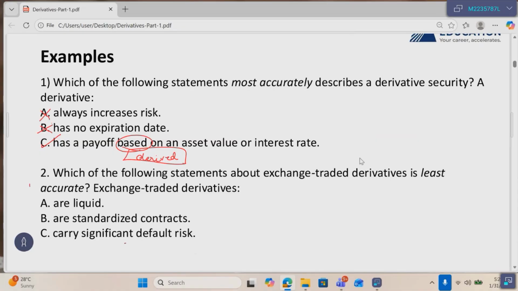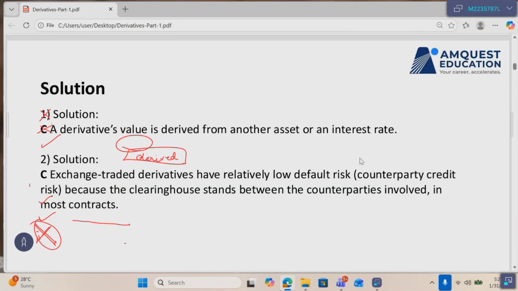Which of the following is least accurate? Least. So you have to tell me which is accurate first, then you eliminate that and give the least accurate. Are exchange contracts liquid? Yes, they can be bought and sold. Are they standardized or customized? They are standardized, not customized. Do they carry significant default risk? No, because they are traded through the exchange, and therefore this is the right answer because that is the least accurate answer. Clear? Okay, least accurate.